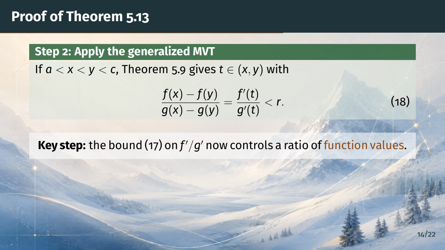The generalized mean value theorem gives an intermediate point t where the ratio of differences equals the derivative ratio there. But t lies to the left of c, so by step 1 that ratio is below r. This yields inequality 18. The ratio of the function value differences is less than r. This is the key move of the proof. We began with information about derivatives, and we now have a clean inequality about the functions themselves. From here, the two cases diverge.